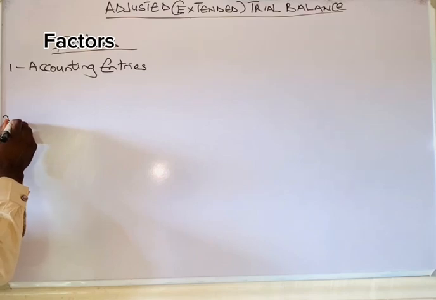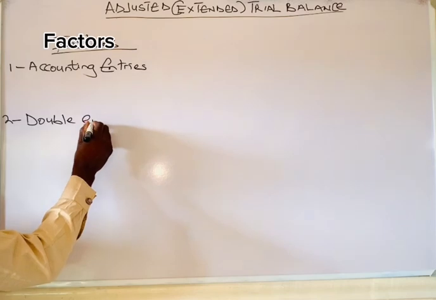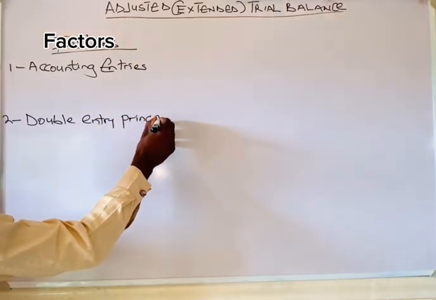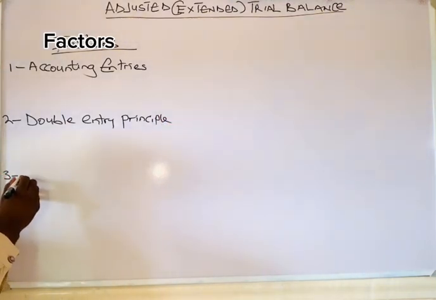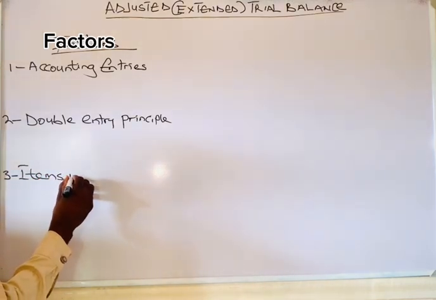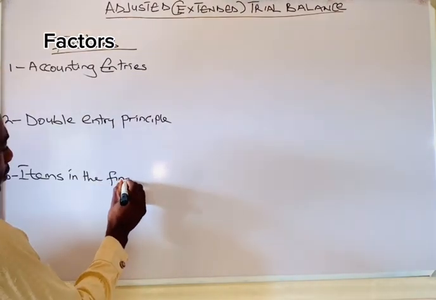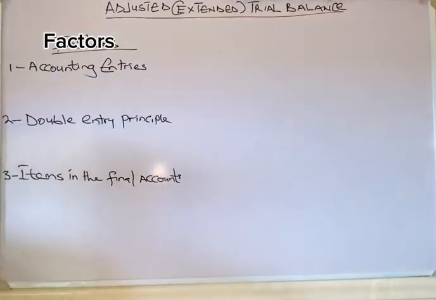2. The double entry principle. Number 3, items in the two final accounts. These factors will help us to, as I've said, prepare or adjust our trial balance perfectly.